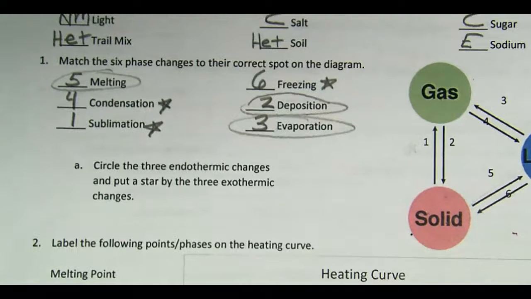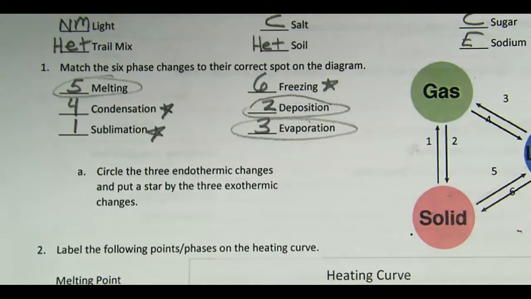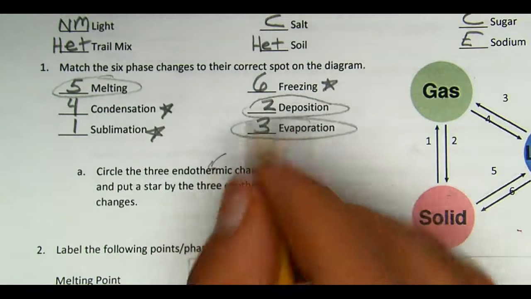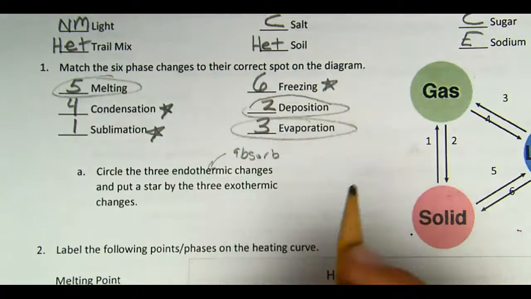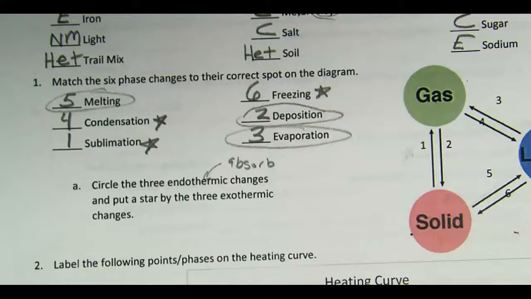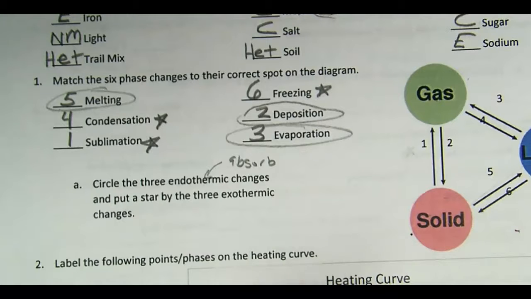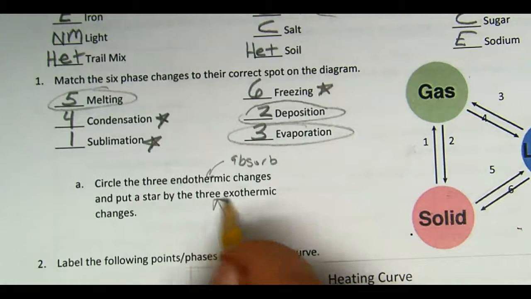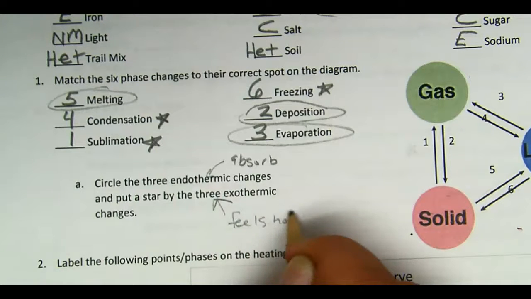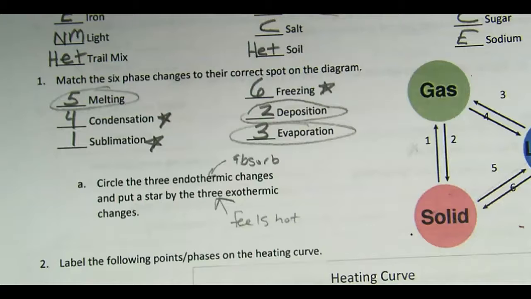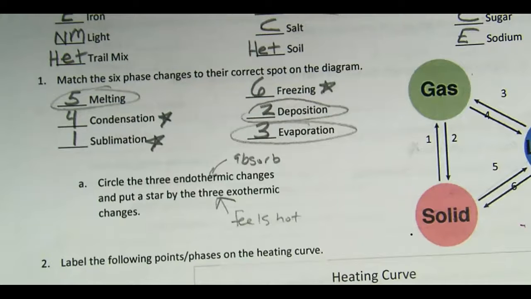Okay. Then I already circled the 3, endothermic. So endothermic is it absorbs heat. So it absorbs heat, or it feels cool. It's getting colder. All right. Where exothermic feels hot. Does that make sense? Any questions?